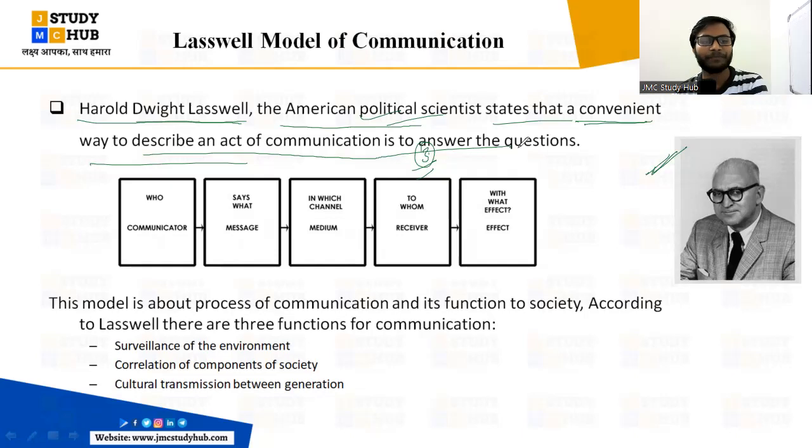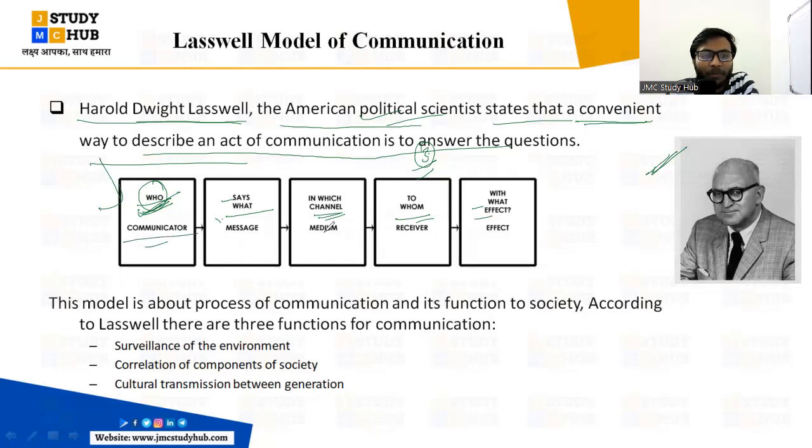Here you can see: who says what in which channel to whom with what effect, right? Each component is asking a question: who says what, through which channel, and with what effect. So in the form of questions, you are understanding the process of communication. He made us understand the process of communication in a very simplistic form.